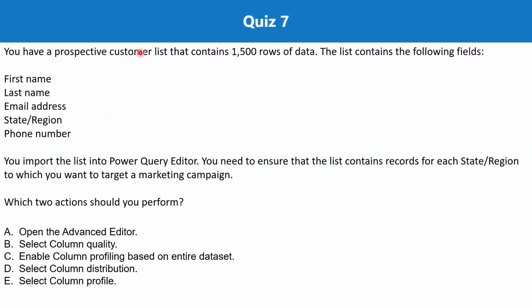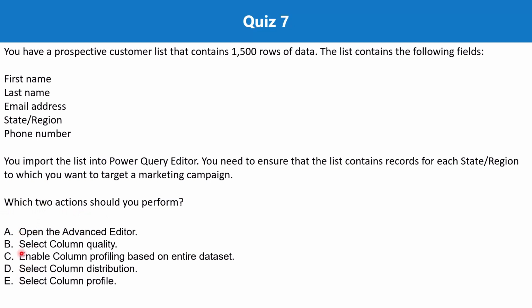You have a prospective customer list that contains 1500 rows of data. The list contains the following fields. So these are the fields in the data. So you import the list into Power Query Editor. You need to ensure that the list contains records for each state region to which you want to target a marketing campaign. So this is the column that we are actually focusing on, and the question says that you have to pick two actions that need to be performed.